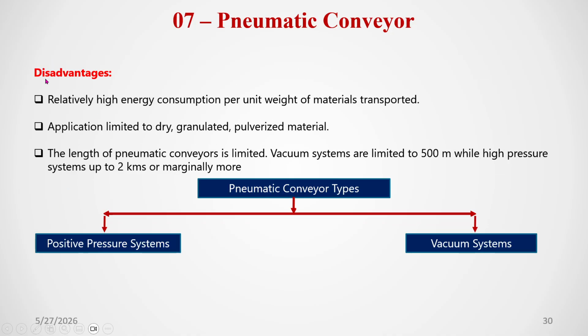You see the disadvantages: relatively high energy consumption. Pneumatic conveyors have high energy consumption per unit weight of the material transported, because you have to use the air also, and application is limited to dry, granulated and pulverized material. If it is sticky material, you cannot use pneumatic, and the length of the pneumatic conveyor is limited. With a vacuum system, length should be a maximum of 500 meters, and with a high pressure system, where you are using blowers etc., then 2 kilometers or more.